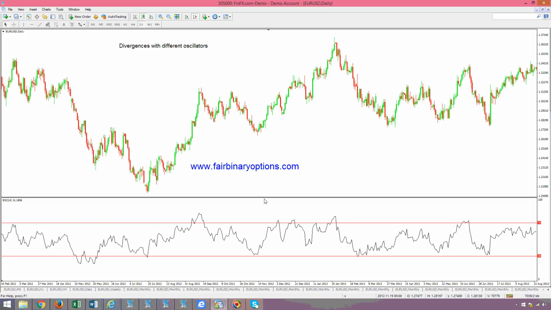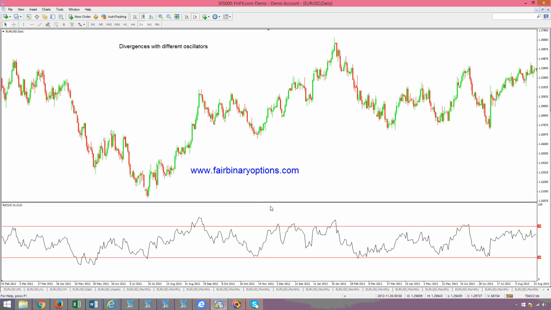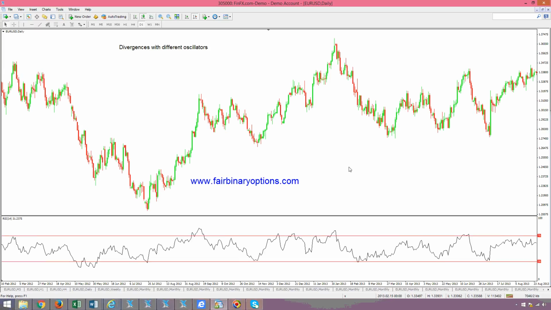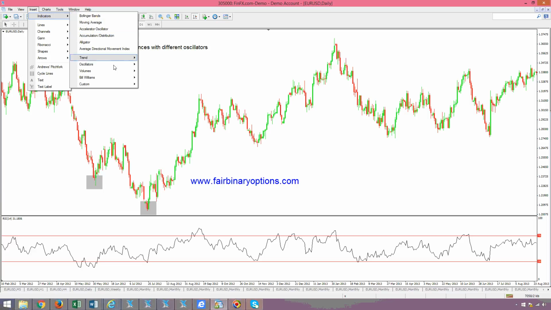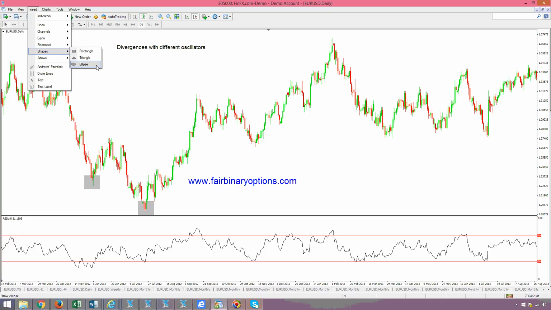A divergence means that price and oscillator are diverging, and you have to look at the series of higher highs or lower lows being broken or not. For example, here we have a move to the downside and the market makes a low. Here price makes a new low. But when you look at the oscillator, the relative strength index, you see that the RSI is not confirming the second low.